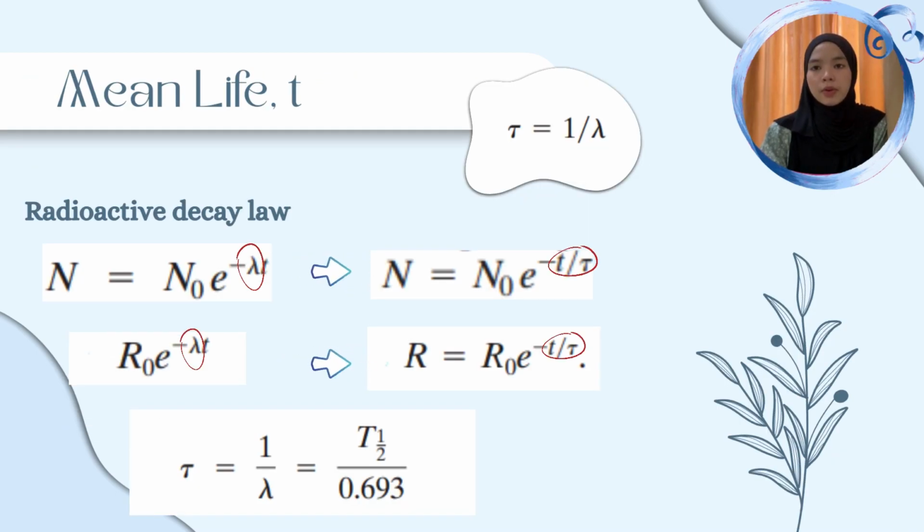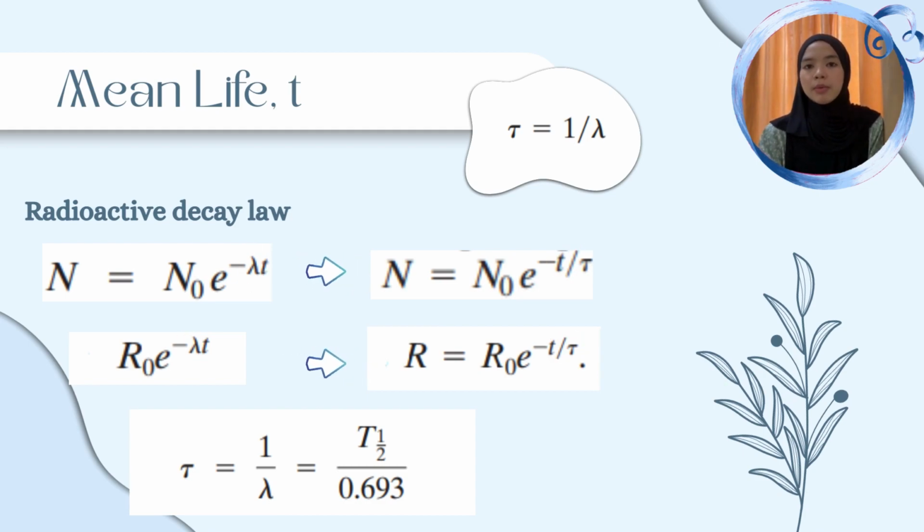The mean life of an isotope can be quoted as mean life equals 1 over lambda. So in the radioactive decay law equation, with the power of negative lambda t, lambda can be substituted by the mean life equation, so it becomes exponential to the power of negative time over mean life. And in the other equation of the radioactive decay law, lambda can also be substituted by the mean life, so it will become exponential to the power of negative time over mean life.